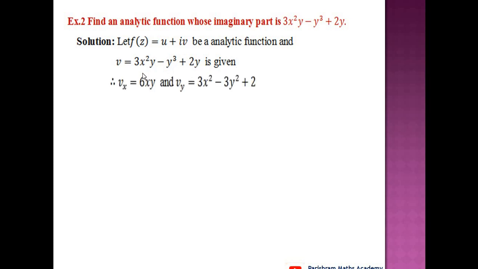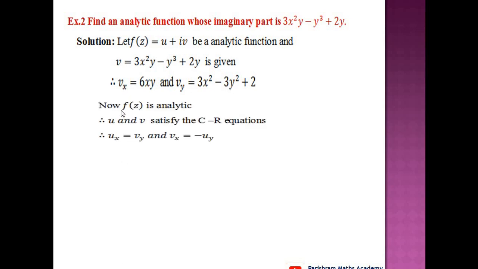And therefore, from this we get vx equal to derivative of first term with respect to x. Derivative of x square is twice x, and therefore 6xy, derivative of second and third term is 0. And derivative of v with respect to y, derivative of first term, derivative of y is 1 here, therefore 3x square minus derivative of y cube is minus 3y square plus derivative of twice y is 2. These are derivative of v with respect to x and with respect to y.